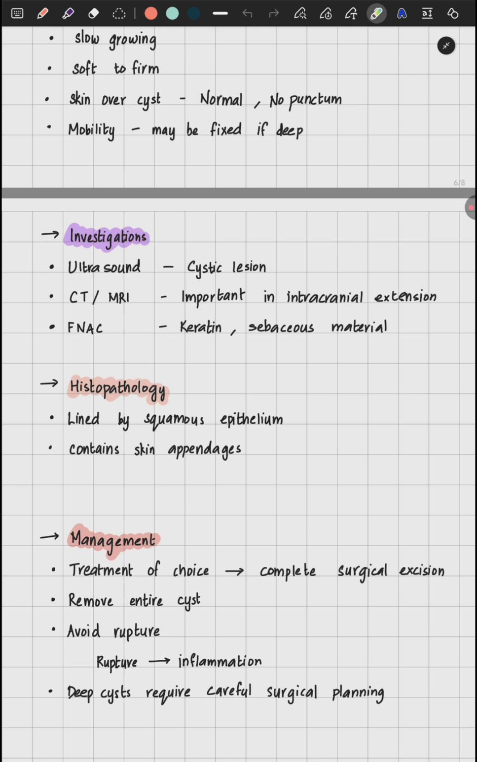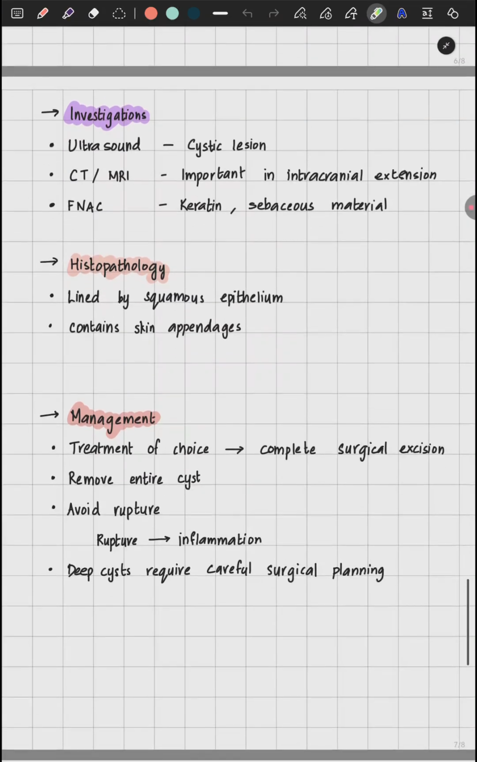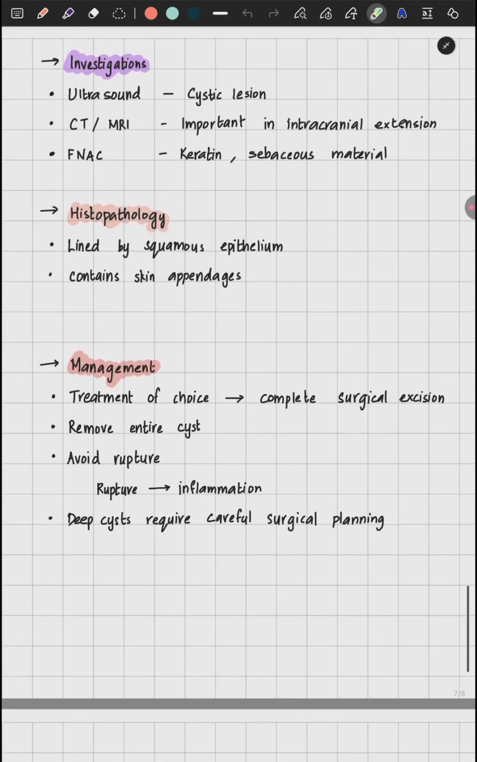Investigations include ultrasound for superficial lesions, but CT scan or MRI is very important in deeper cysts to assess their extent and to rule out any deeper or intracranial extension. Fine needle aspiration may show keratin and sebaceous material, and histopathology confirms the diagnosis by demonstrating the skin appendages within the cyst wall. Management of the dermoid cyst is complete surgical excision. It is important to remove the cyst completely without rupture, because rupture can lead to inflammation, and in deeper cysts, careful surgical planning is necessary to avoid complications.